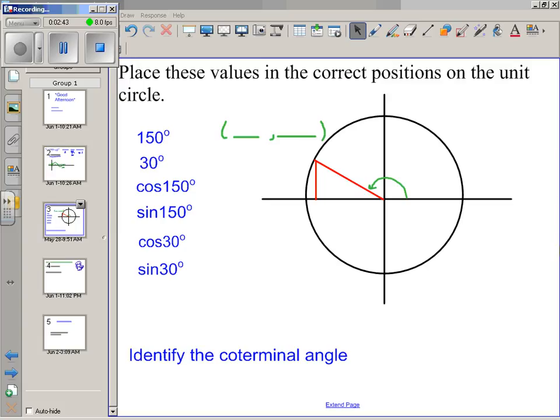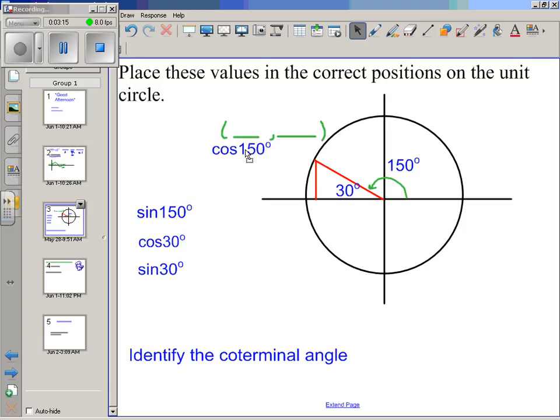All right, now that you've had some time to fill these in, let's go through and do them to make sure we got them correct. 150 is going to go right here. That is the angle measure from our positive x-axis all the way to our terminal side. 30 degrees should go right here. That's our reference angle for this triangle here that's been created by our 150 degree terminal side and our x-axis.